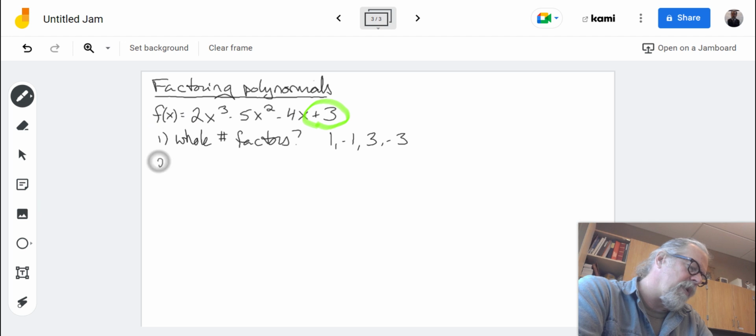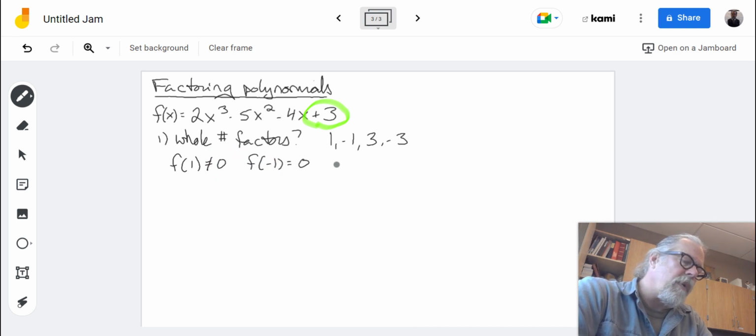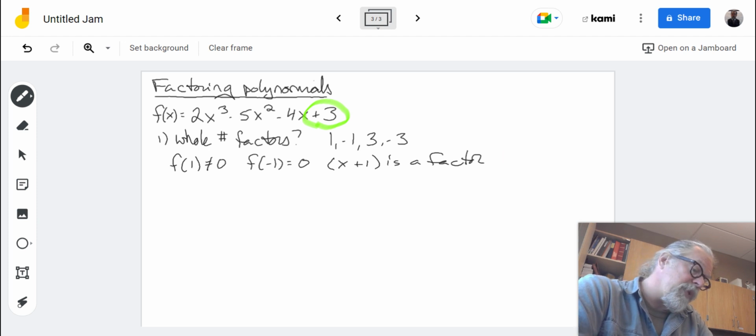And what I discover immediately is that f of 1 is not 0, therefore not a factor. But I discover that f of -1 is 0, which means that not only is -1 a whole number factor, it means that x plus 1 is a factor of this polynomial. So that helps, because what this means is that I can write this cubic as a quadratic times x plus 1.